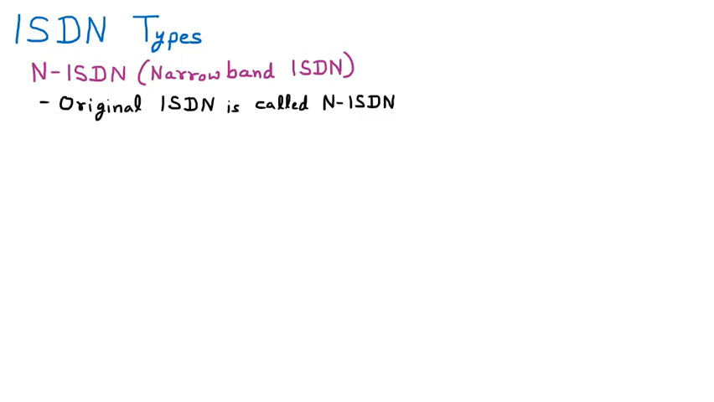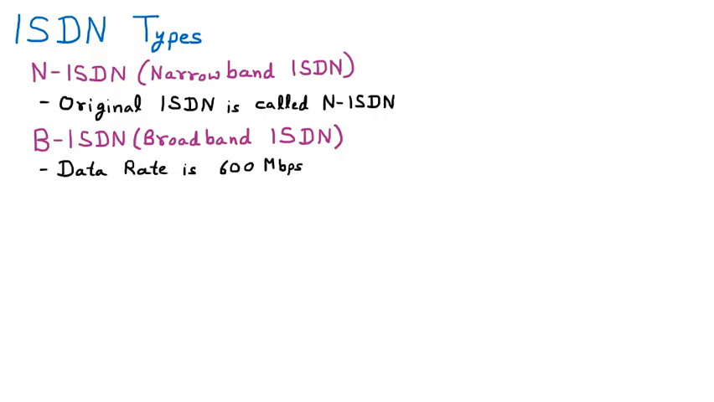But we have one more category of ISDN, called B-ISDN, or Broadband ISDN. As the name signifies, broadband means it is very broad and we can send more data through it, and the speed is much faster. If we talk about the data rate, it is 600 Mbps in B-ISDN, and the speed is 400 times faster than the PRI rate.